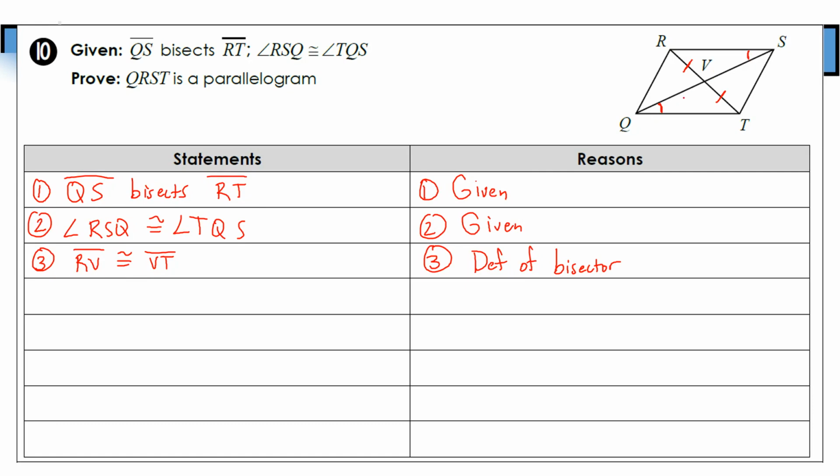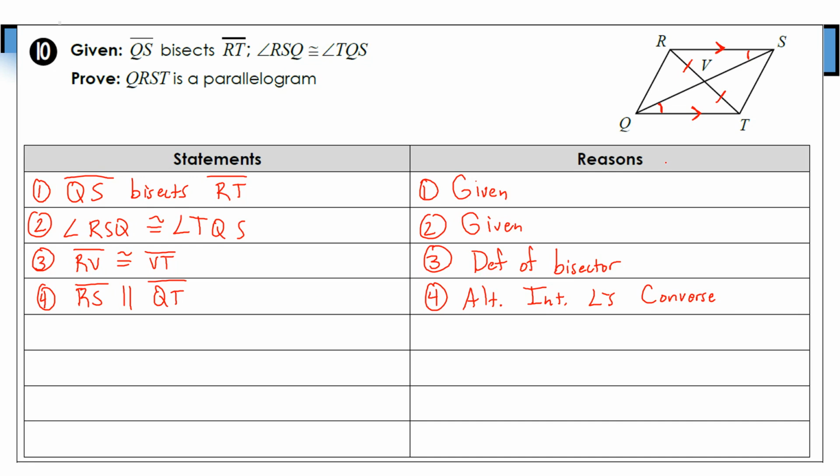The next conclusion we can make is based on the second piece of given information. We see a pair of alternate interior angles are congruent. That would tell us then that RS is parallel to QT. So let's mark that as our fourth statement. We can say that RS is parallel to QT. And the reason why? We have alternate interior angles, and it's the converse. Again, we noticed alternate interior angles were congruent, and we used it to prove that lines are parallel. That means we're using the converse.